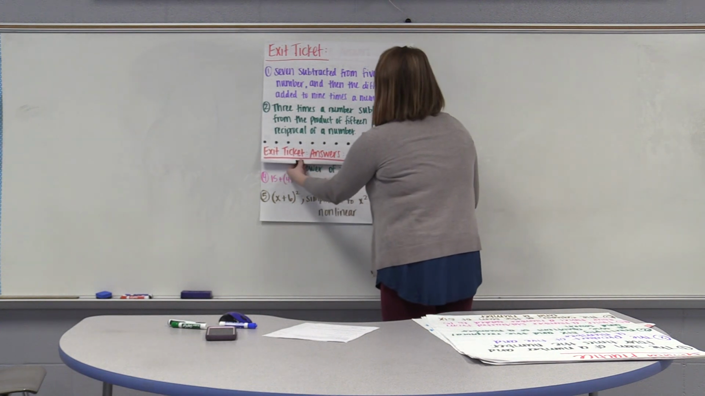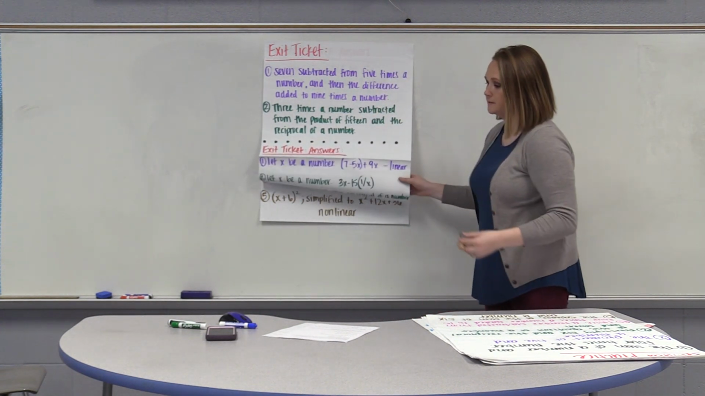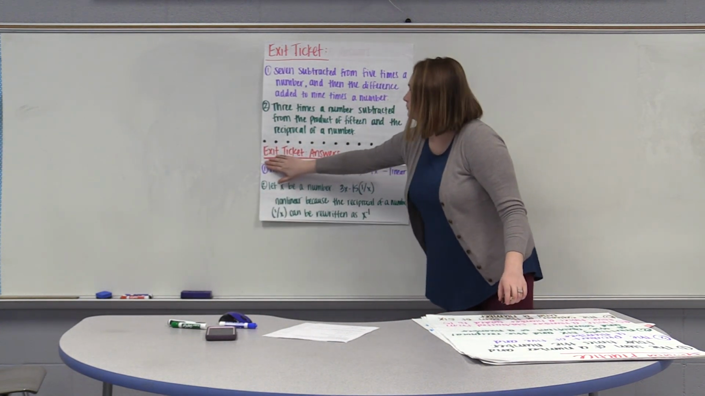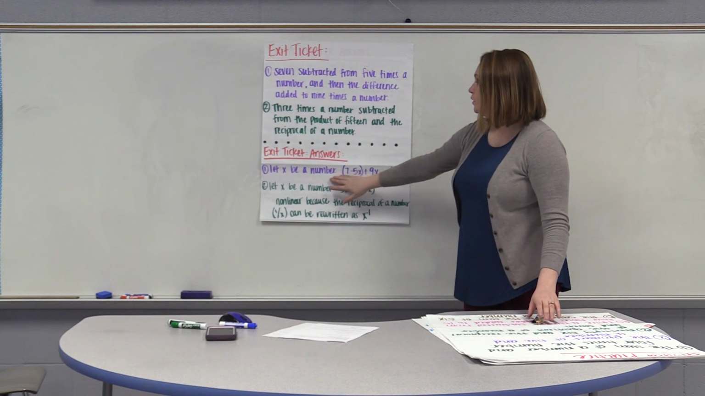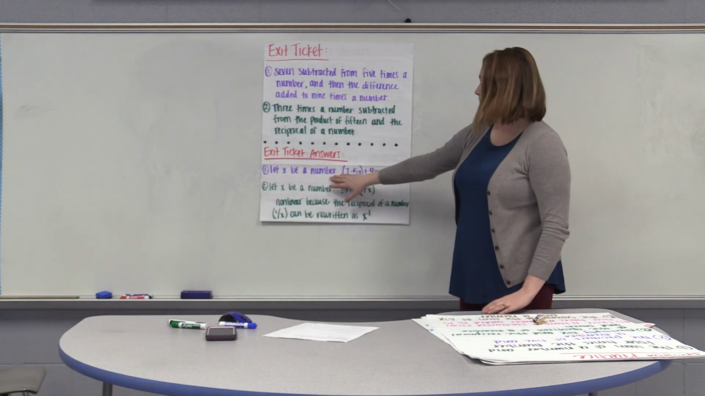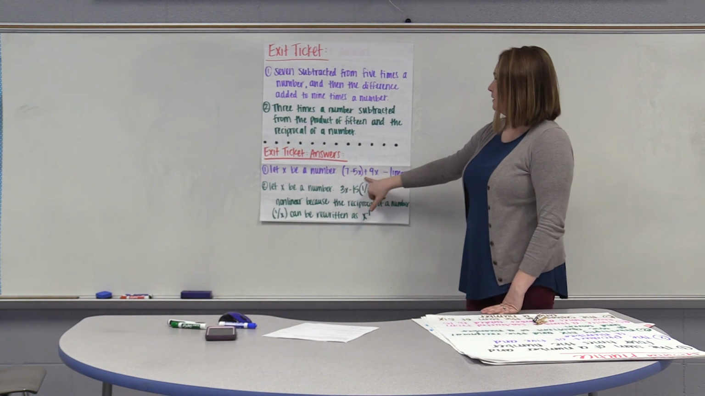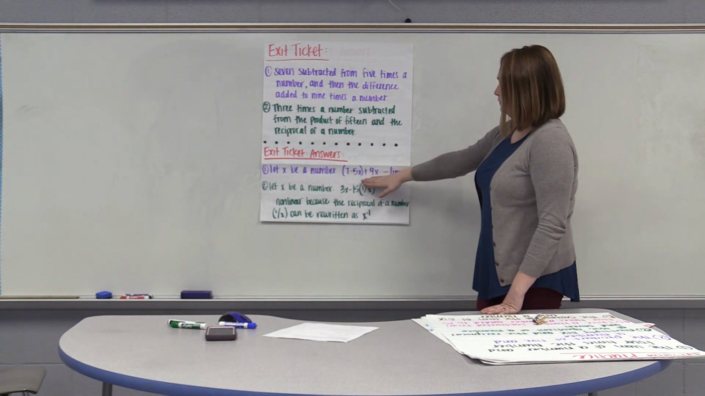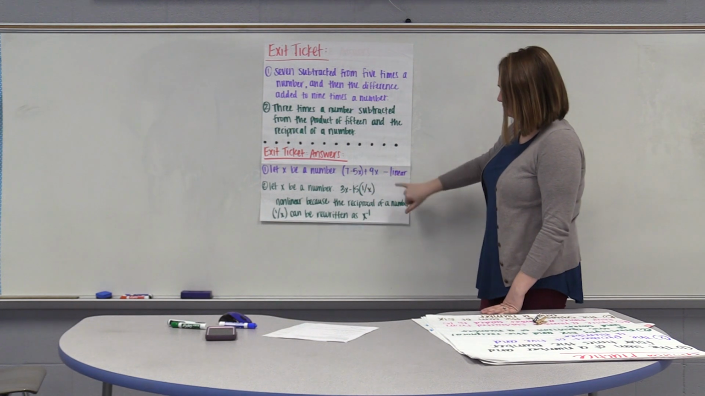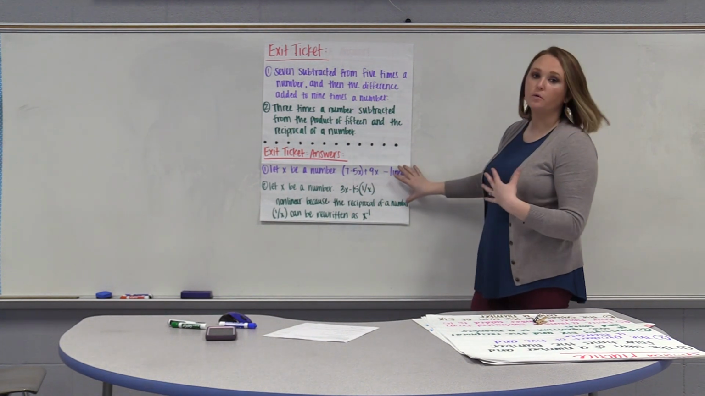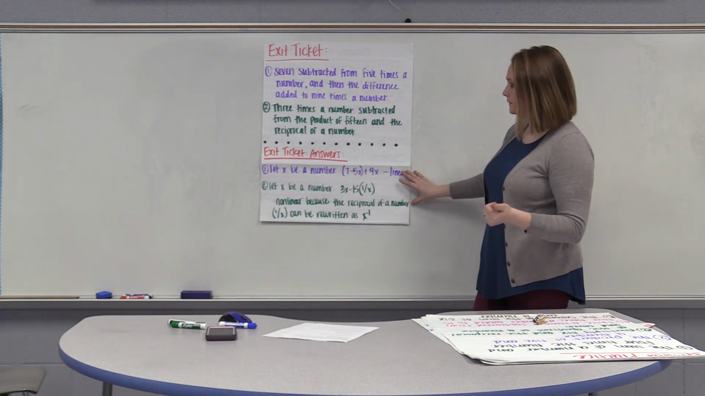So here are our answers from today's exit ticket. So for number 1, we're going to let x be a number. So I have 7 minus 5x, and then it's going to be added to 9x. And that is going to be linear because we don't see a power greater than 1 or 0.